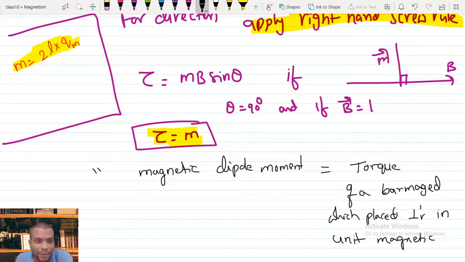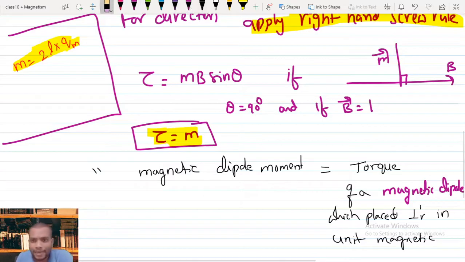Now this is how the magnetic moment definition has changed. Again I am repeating, magnetic dipole moment may be defined as the torque which is acting on a magnetic dipole. Use that word, which is better, instead of bar magnet. Torque on a magnetic dipole. Don't forget that magnetic dipole is nothing but a bar magnet, because they both are the same.